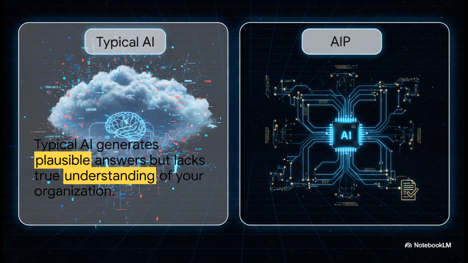Think about it. Most AI systems, they're powerful, for sure, but they don't really understand the context of a specific organization. They just generate plausible-sounding text. But because AIP is grounded in the ontology, its agents already know what a machine is, what a supply chain problem looks like, and what actions are actually possible. They're not just guessing, they're reasoning within a defined system.